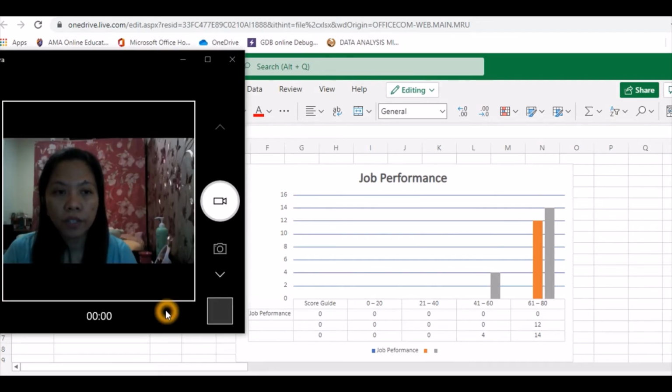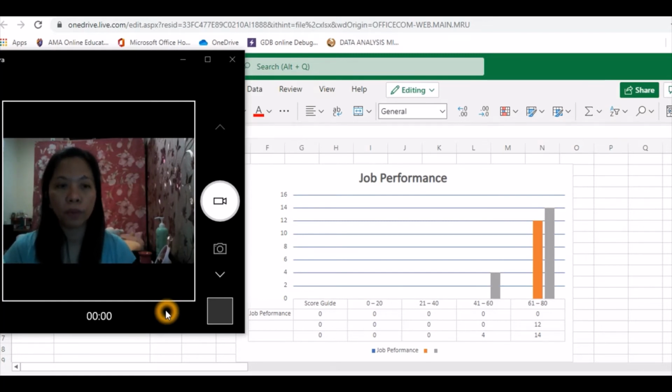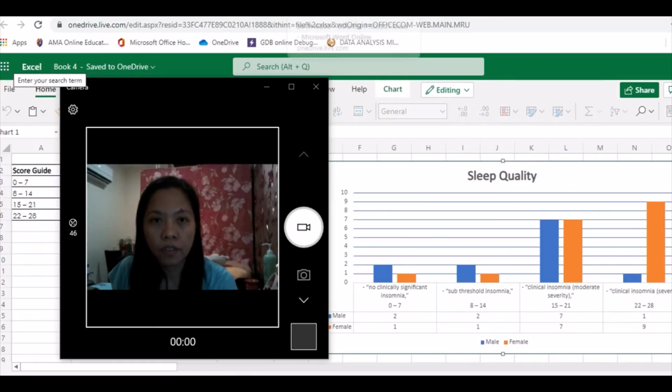So in here, in order to better answer question number 2, I believe we need to have an equal amount of data for both males and females. And then we can conclude accurately about the relationship of job performance by gender.